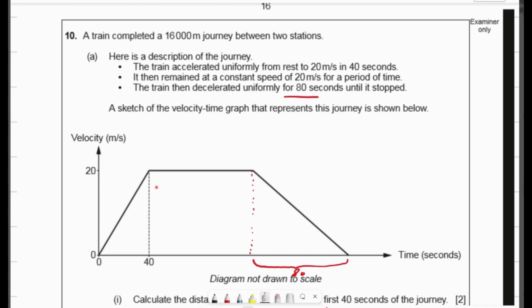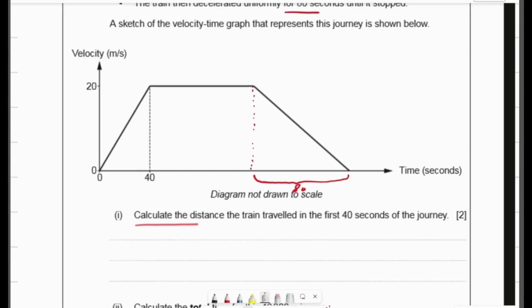Let's read the question together. Calculate the distance the train traveled in the first 40 seconds. So from 0 to 40 seconds here, the area under the line, this part, represents distance. So can we calculate the distance? Yes. We can say area under curve equals distance. And you have to specify it's for the first 40 seconds. We talk about the first 40 seconds.